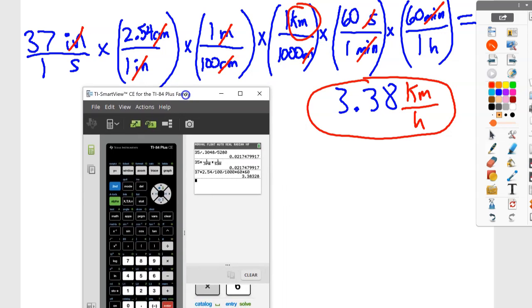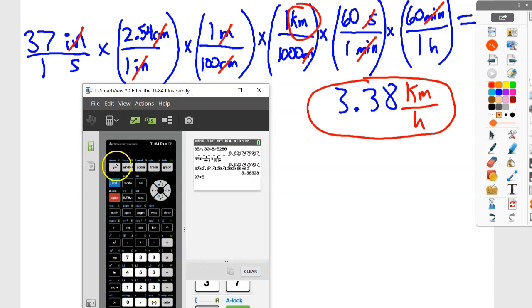Let me show you, just to convince you, really, that 37 times 2.54 over 1 times 1 over 100 times 1 over 1000 times, it's so painful to type all of this, 60 over 1 times another 60 over 1. So many button presses to get the exact same number.